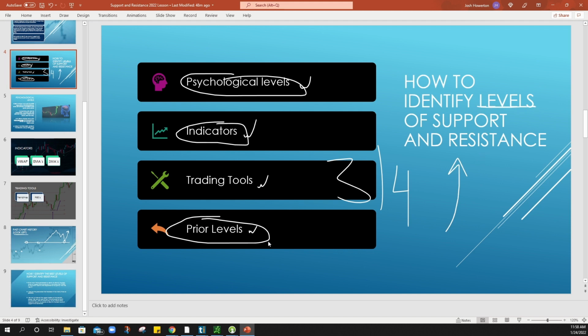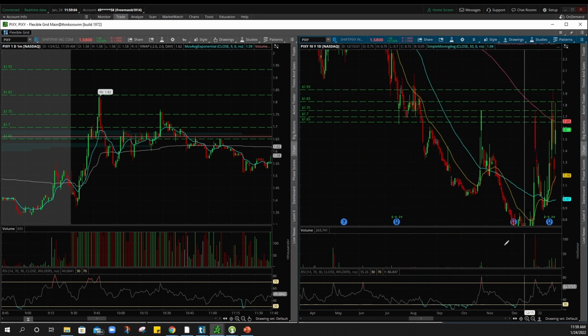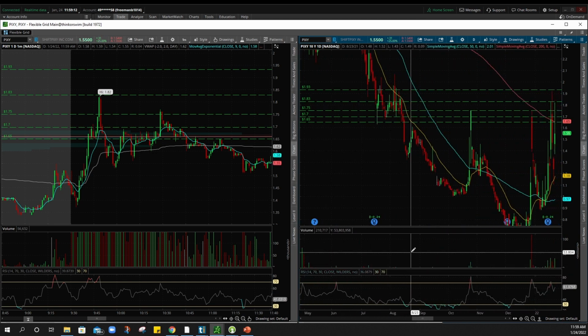Again, multiple separate reasons. And we did. We had a lot of psychological levels. We had indicators, right? We had our 200-day moving average. We had past chart history, going back and looking at how many times a certain price had been hit in the past, which really makes these levels stronger, right? The more times a level has been hit, the stronger it is.